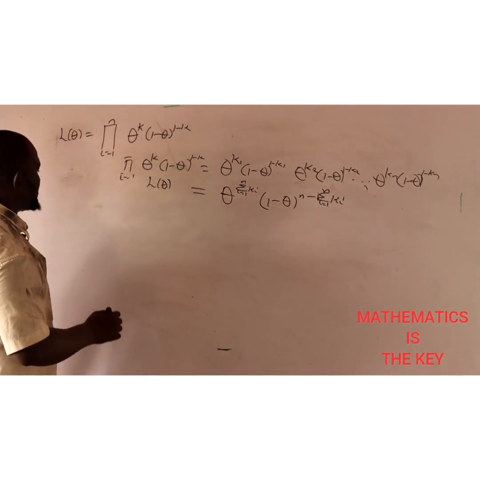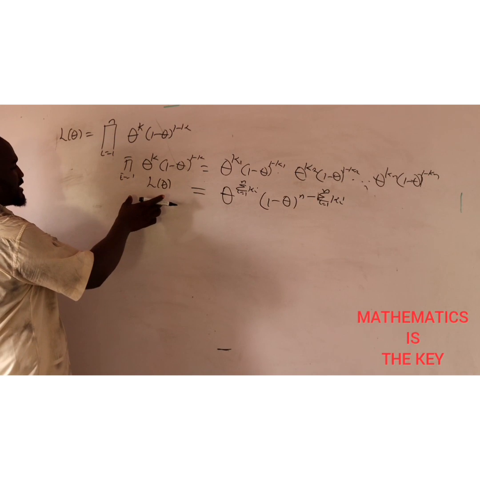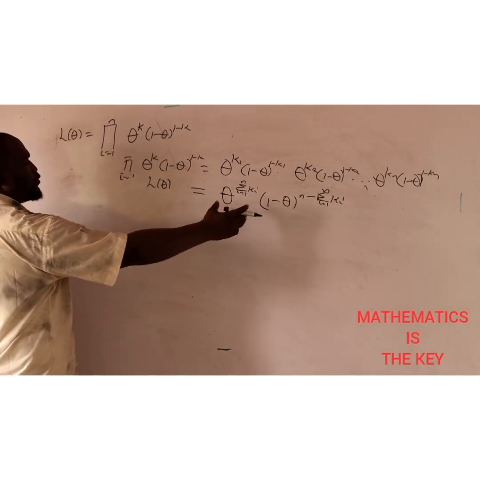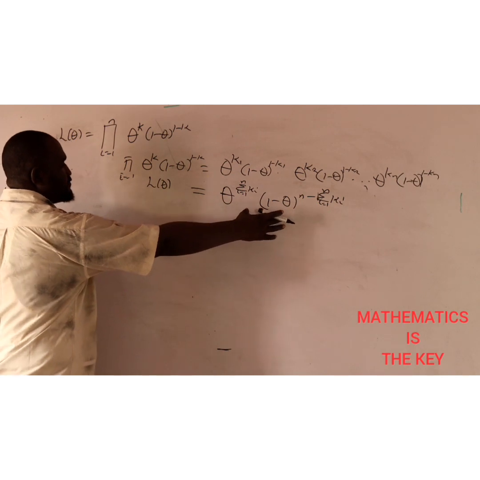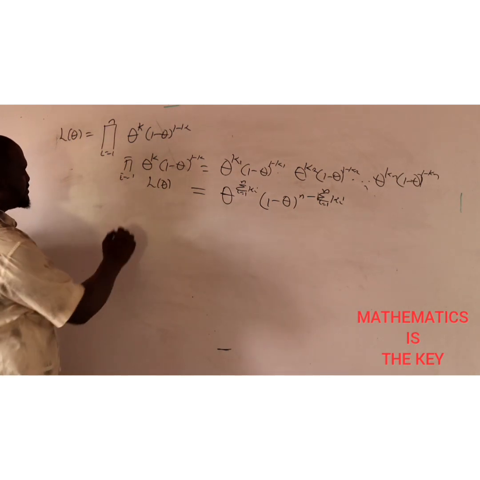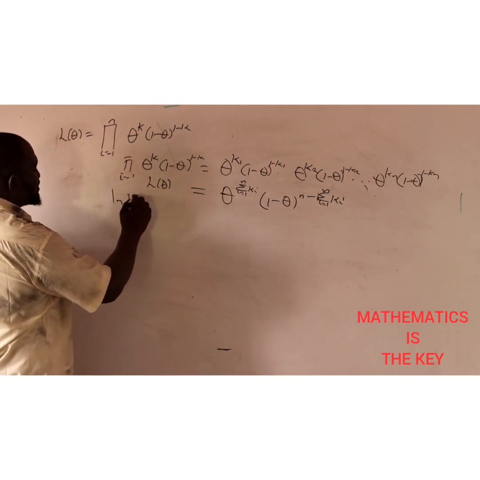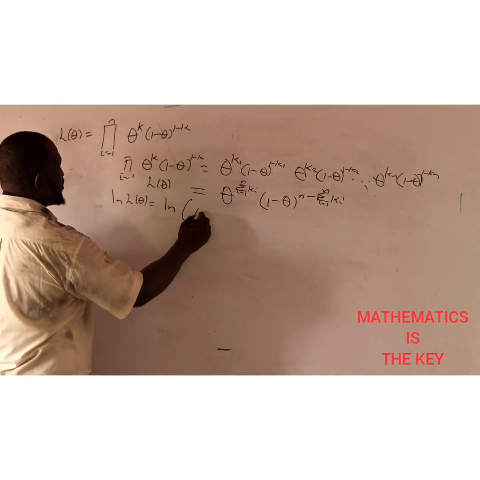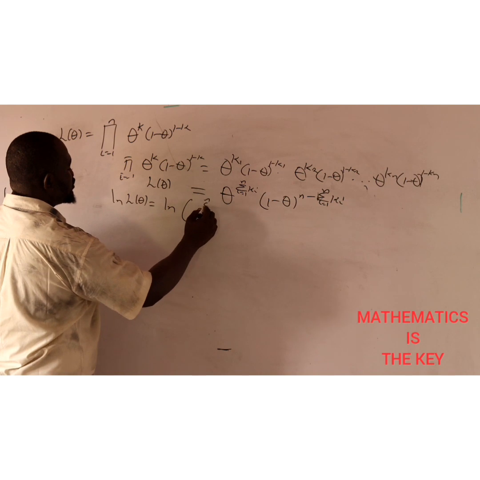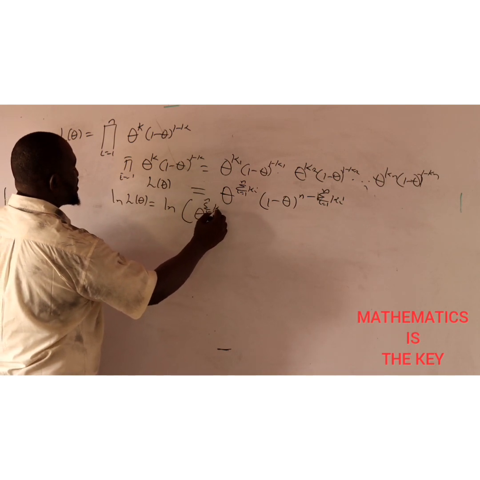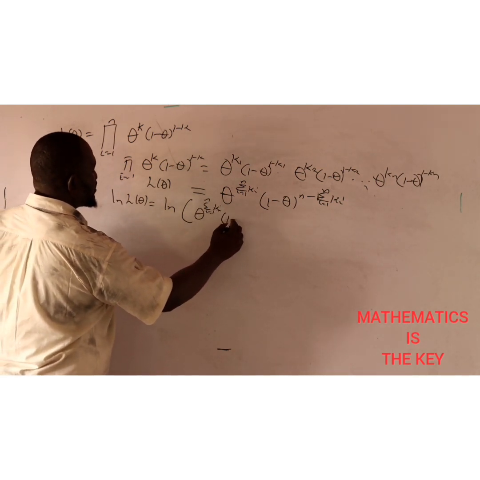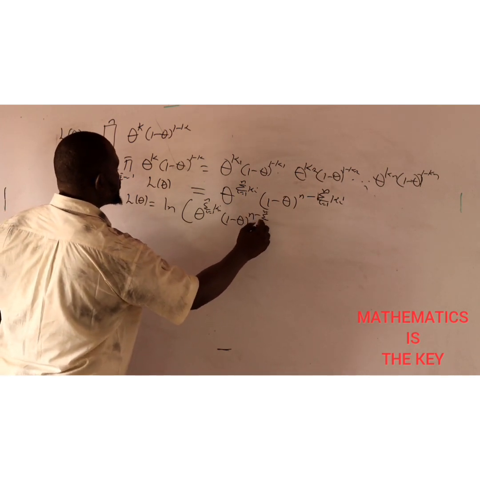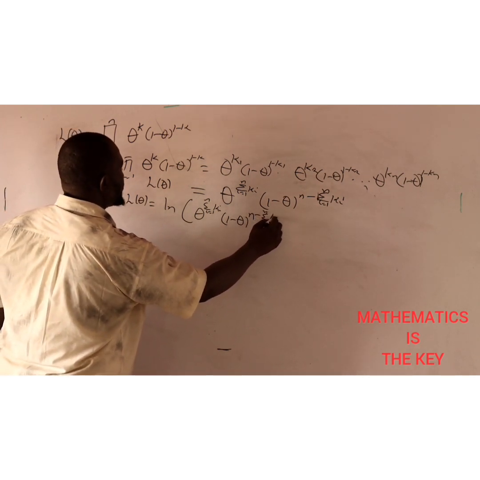And to find the estimate, we differentiate our likelihood function and equate to 0. But in doing so, let us simplify this function by taking the ln of both sides. So we have ln of the likelihood function is equal to ln of theta to the summation from i equals 1 to n of ki and 1 minus theta to the n minus summation from i equals 1 to n of ki.